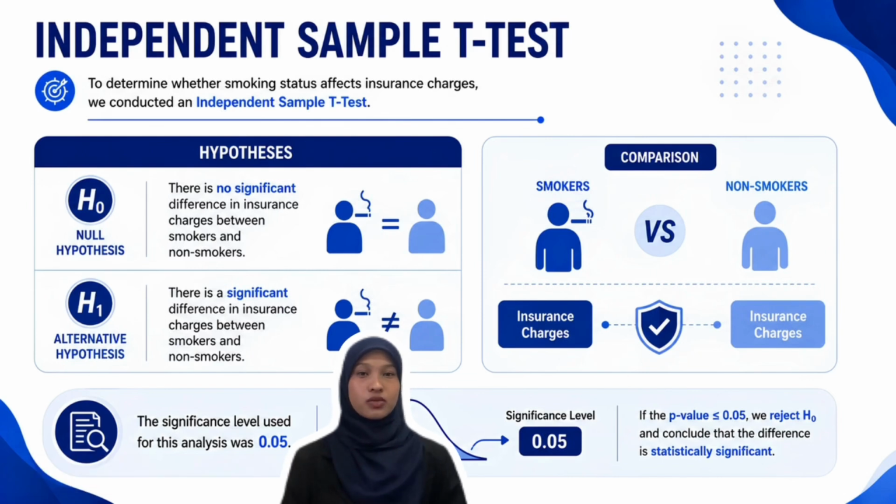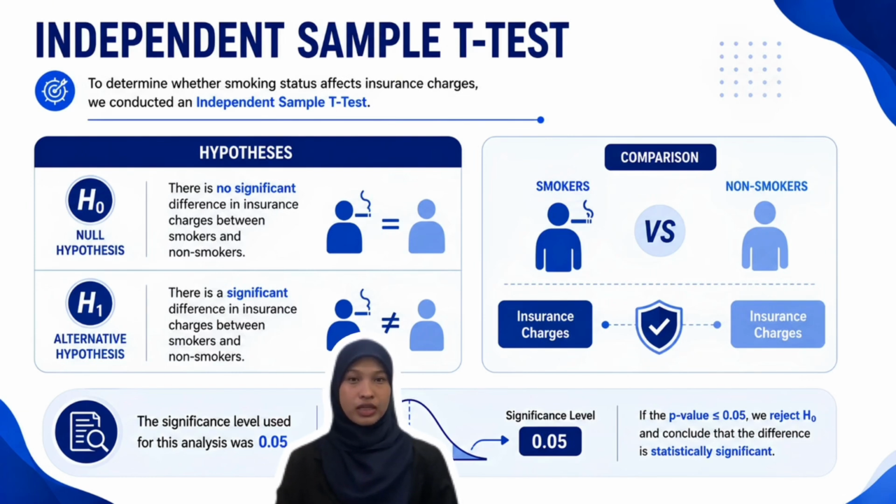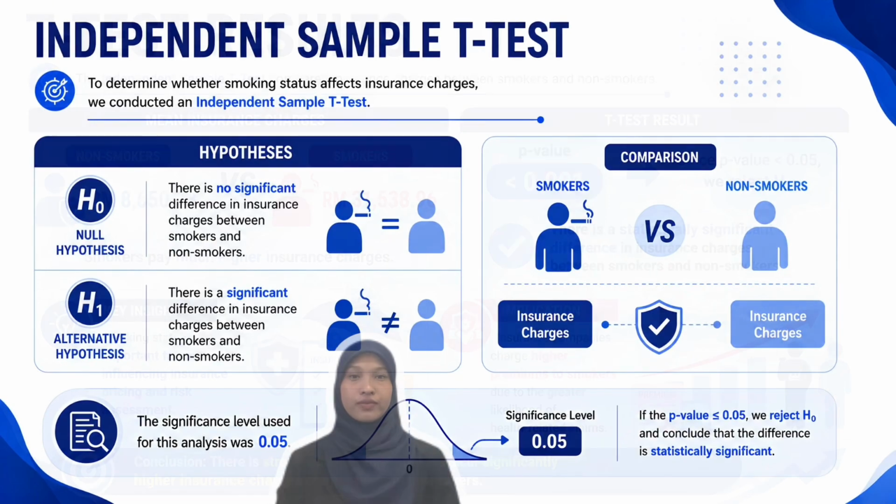The hypotheses were formulated as follows. The null hypothesis states that there is no significant difference in insurance charges between smokers and non-smokers. The alternative hypothesis states that there is a significant difference in insurance charges between smokers and non-smokers. The significance level used for this analysis was 0.05.